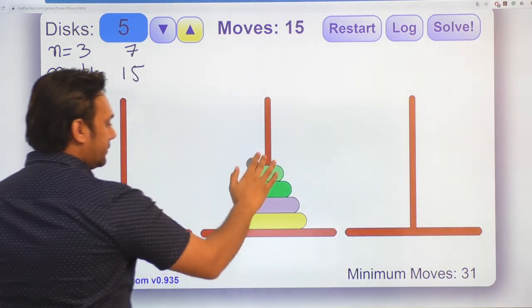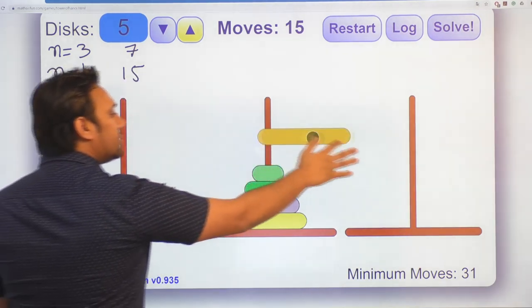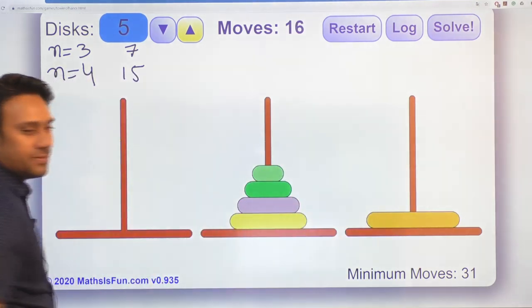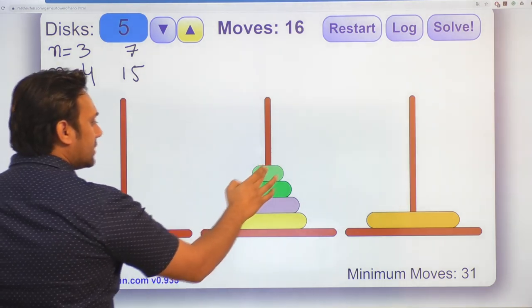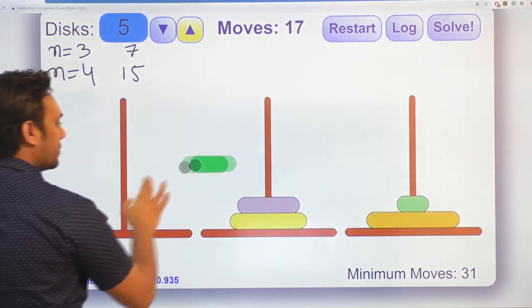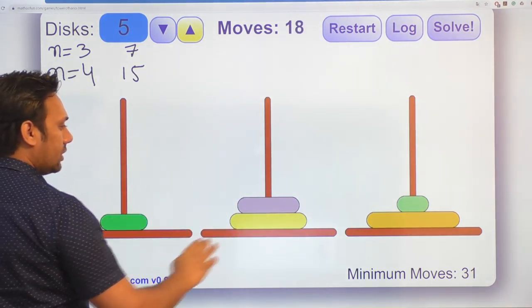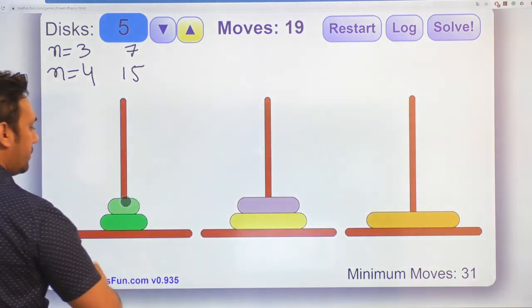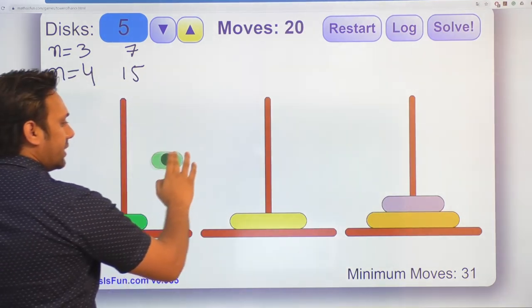Okay, you can place it there. Oh ho, you can place it there. Yes, okay. And after this, you can place this plate over there, place this one here. Okay, and place this one here, place this one here.